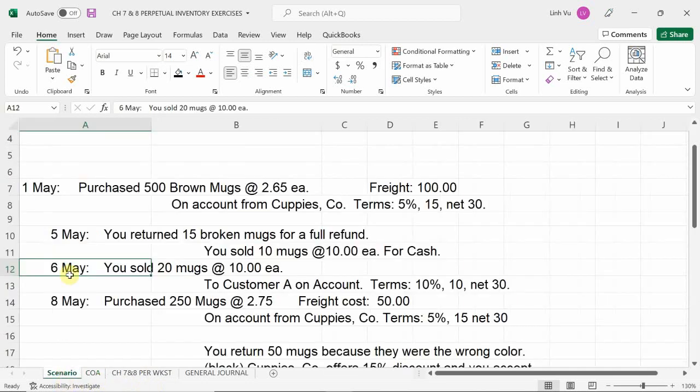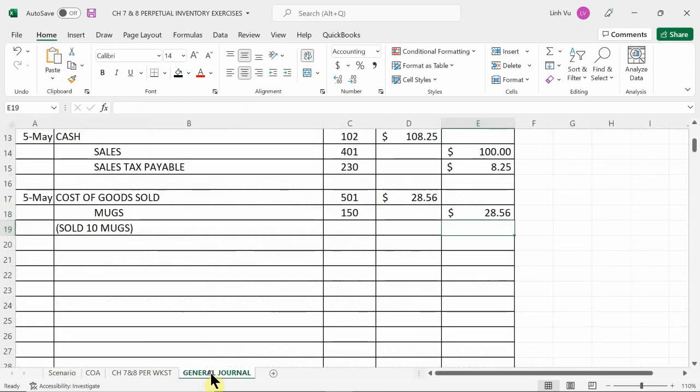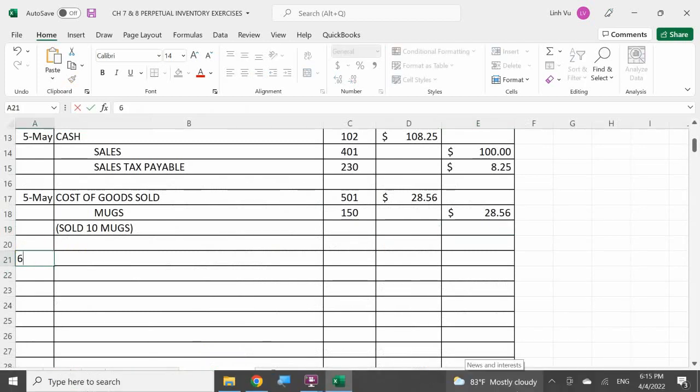So in this case, we sold 20 mugs at $10 each to customer A on an account. So I'm going to go ahead and plug in that it's May 6th. I need to sell first before I adjust my inventory. So in this case, I have an accounts receivable, account 103. I have another sales. And I also have to charge my customer some sales tax.